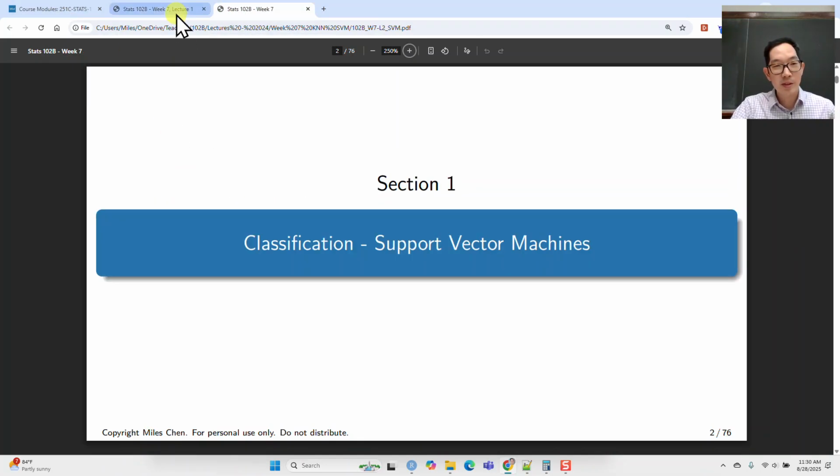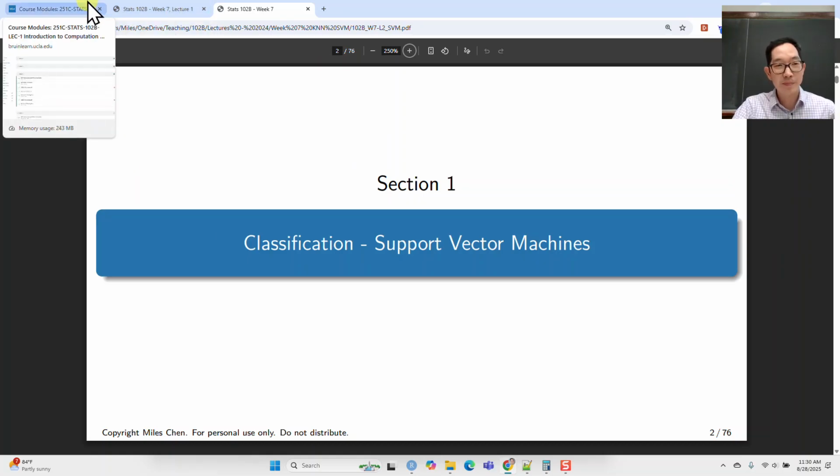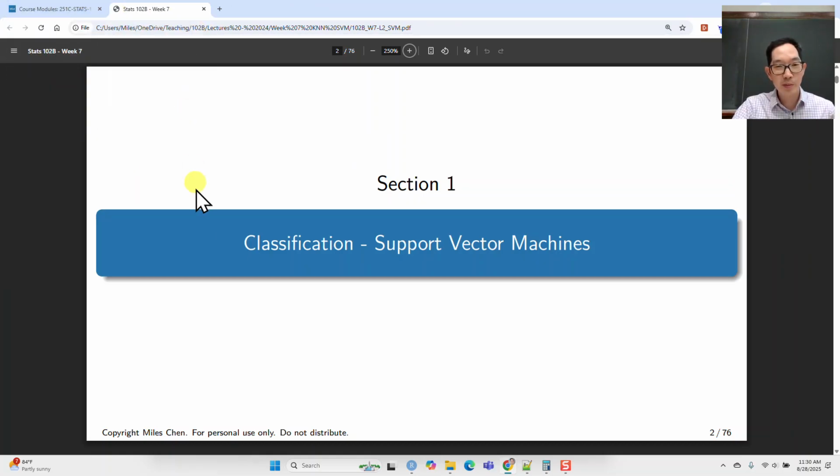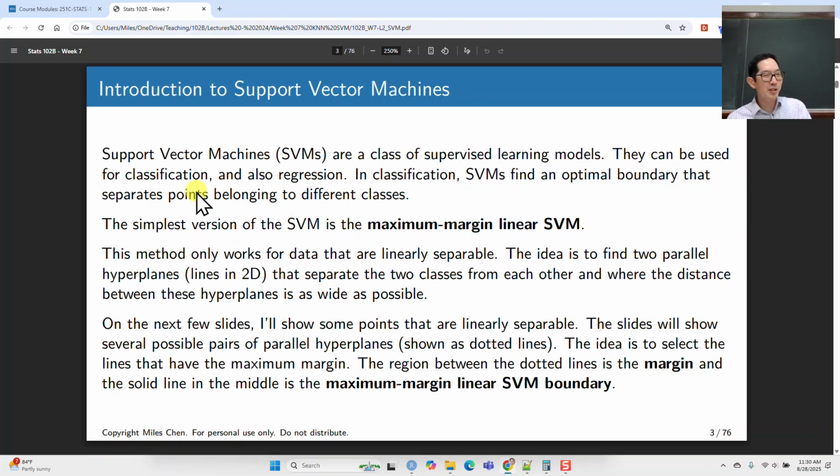All right, and then let's take a look at support vector machines. Support vector machines, like the name sounds so fancy. It's just, can we draw a line to split it? Okay. So this is another classification method. It's supervised learning. Supervised learning just means we have the answers.